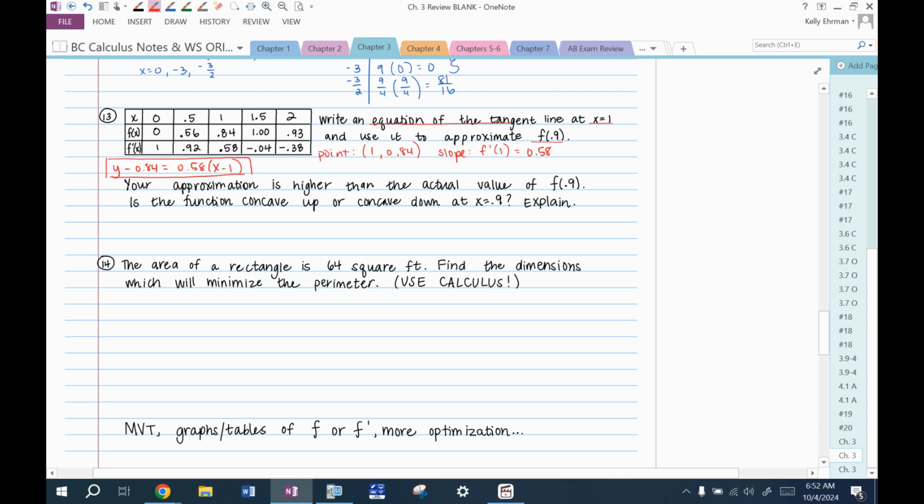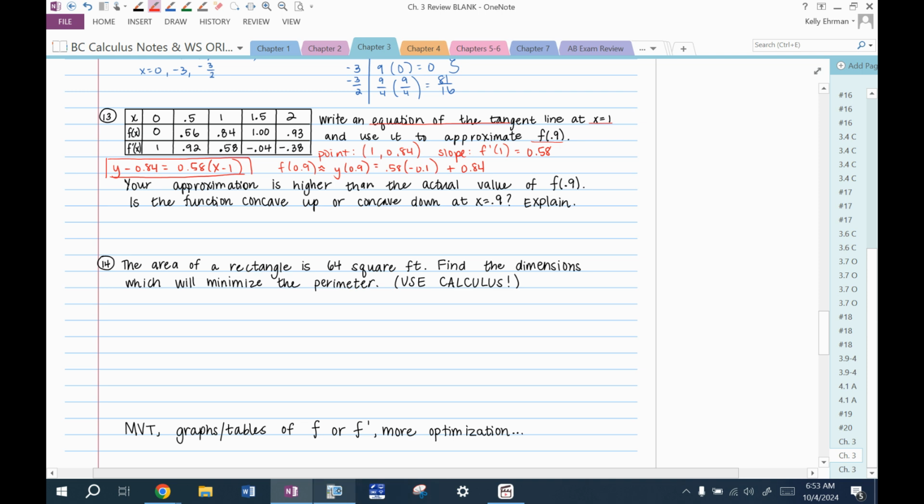When they say use it to approximate f of 0.9, that just means plug 0.9 into this tangent line equation. So y of 0.9. Well, actually, let me write it like this. I kind of like this. F of 0.9 is about equal to y of 0.9. And that equals 0.58 times 0.9 minus 1, so -0.1, plus I would be adding this 0.84 over.